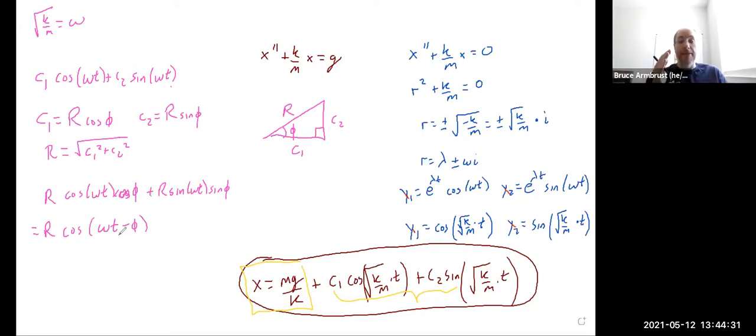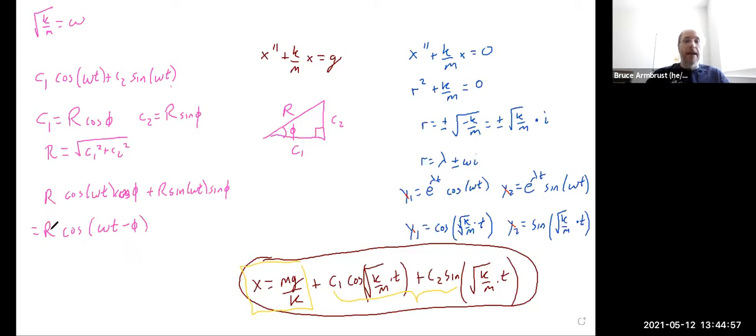Now, it's kind of good that this happened mathematically, because this is what happens in the real world. I pull that spring down and I let it go. It's just going to oscillate back and forth nice and regularly. It's going to be sinusoidal. So it's exactly this. So in the absence of any kind of resistance, this is the form that we get.